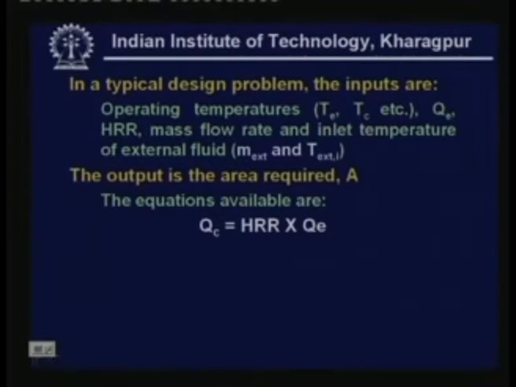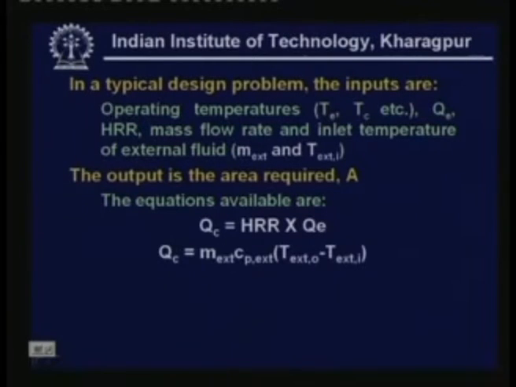First equation is like we have seen in the last class that the heat rejection rate in the condenser QC is given by QC is equal to heat rejection ratio HRR into refrigeration capacity QE. So we know both HRR as well as QE because they are given as input. So from this equation we can calculate what is the total heat transfer rate at the condenser. So this is the first equation one should use.